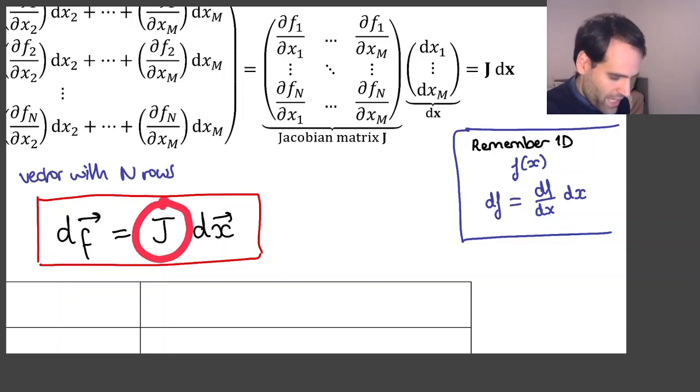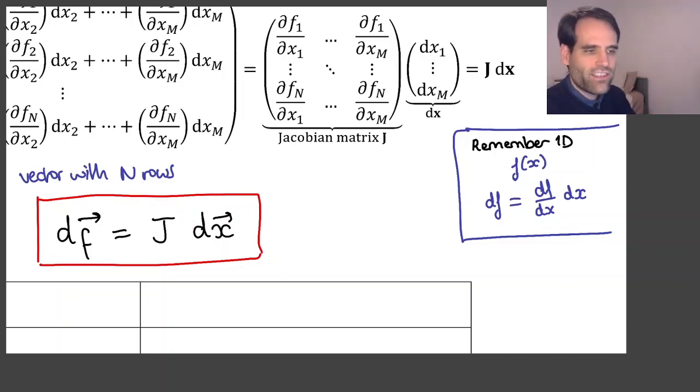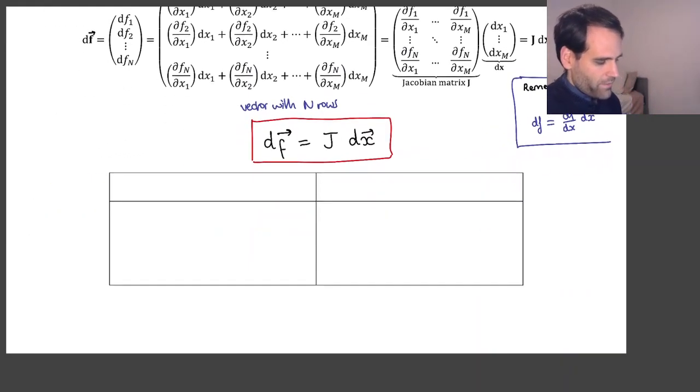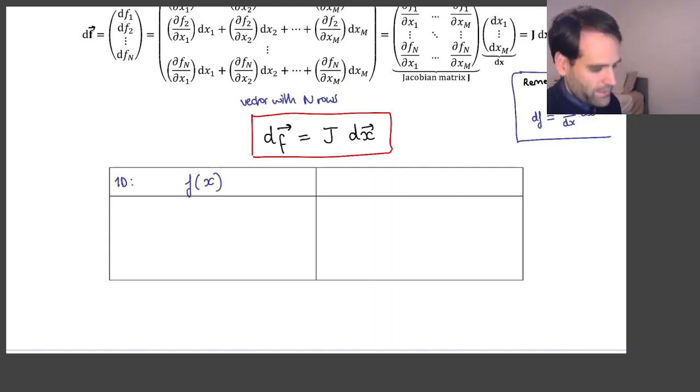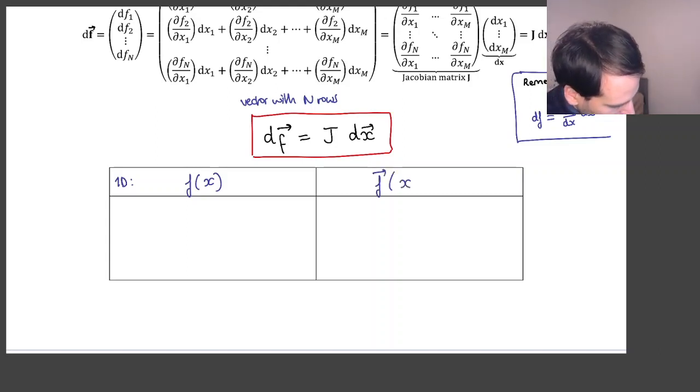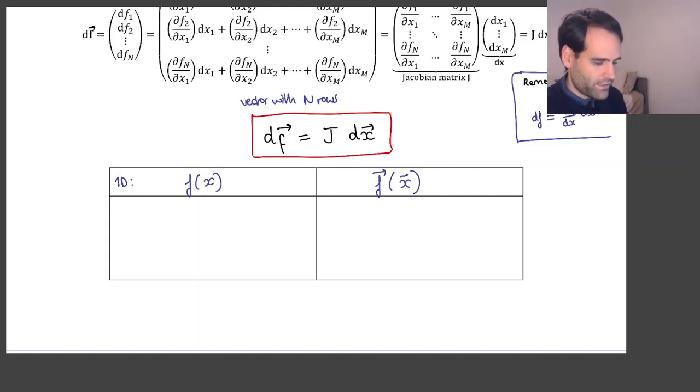So J, the Jacobian matrix, is the generalization of the derivative to the most general case of many inputs and many outputs. Let me make that comparison even clearer by filling in this table here. So here I'm going to do the one-dimensional case, and in the right column I'm going to do the general case. So here we have f of x, where x is a scalar and f is a scalar. And on the right we have f vector of x vector, which means that there are many variables because we have a vector as the input, and there are many outputs because our f is a vector.